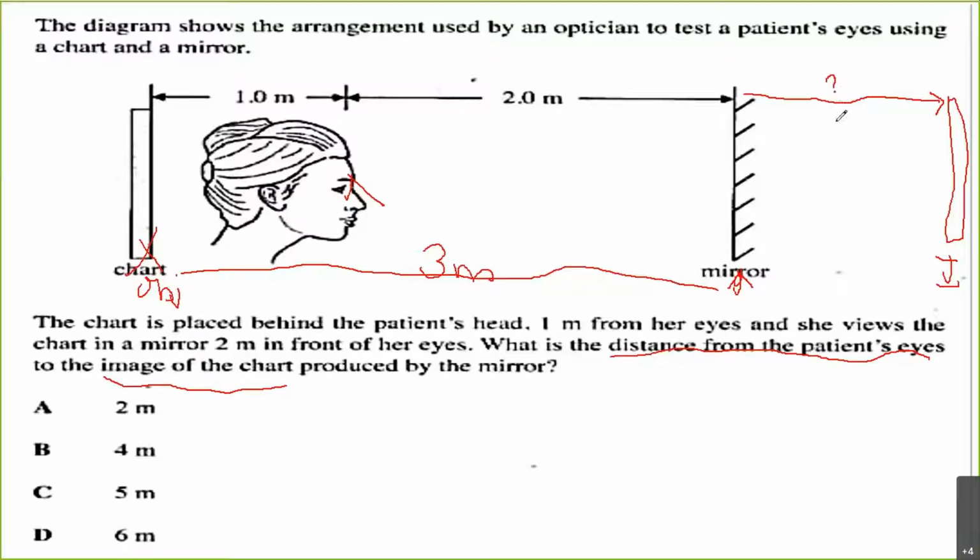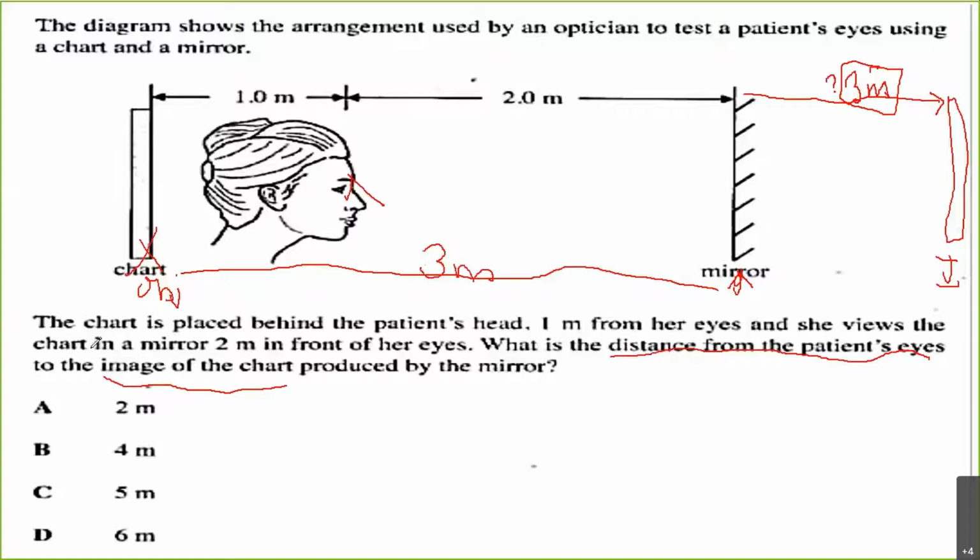All right, so if the object distance in front of the mirror is equal to the image distance behind the mirror, and the object distance is 3 meters in front of the mirror, what is the image distance behind the mirror? 3. 3, exactly. It's the same. Object distance equals image distance for plane mirrors. So the image is 3 meters behind, the object is 3 meters in front. So what is the distance now from the image to the patient's eyes?